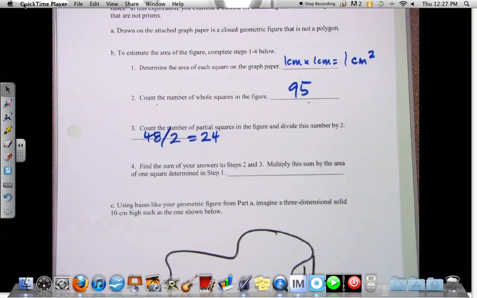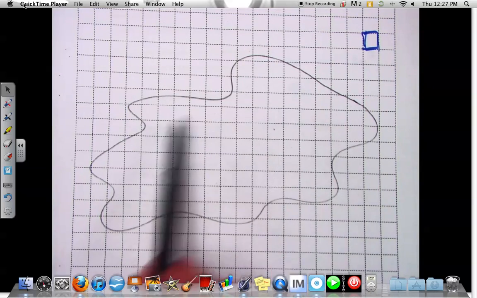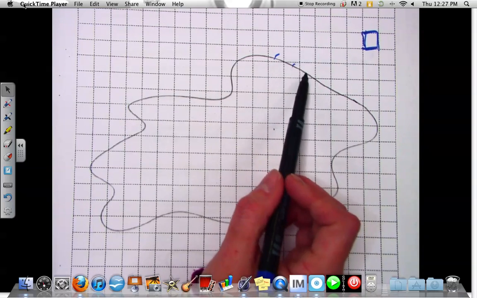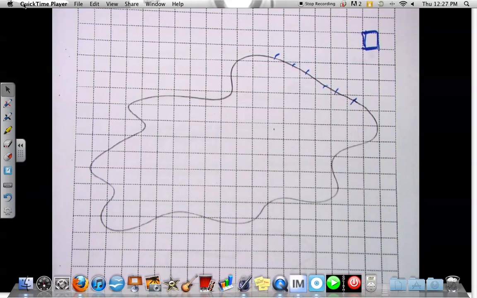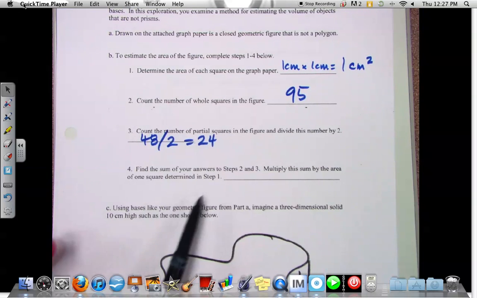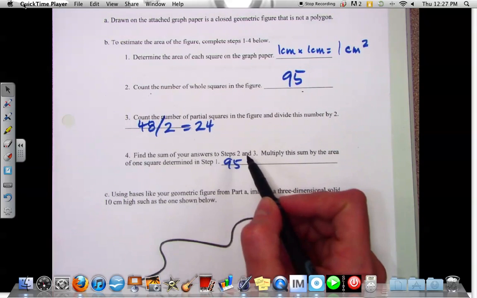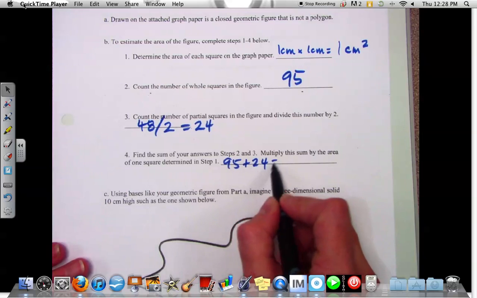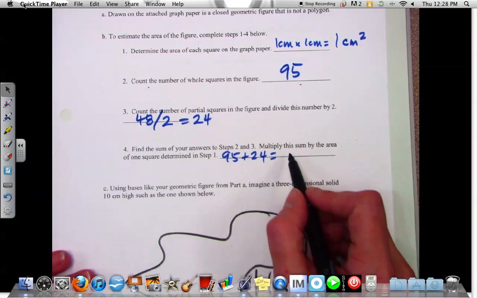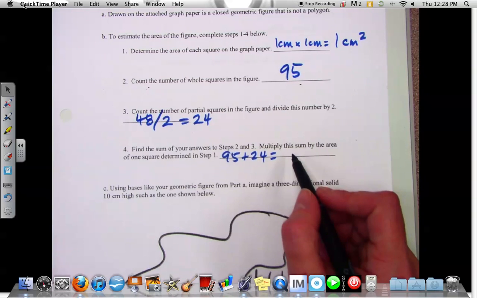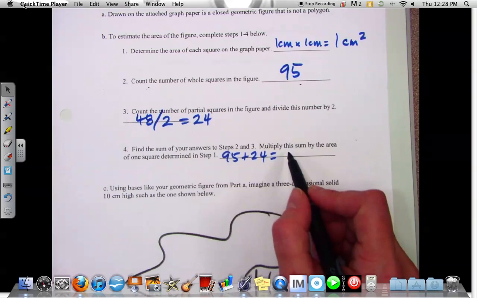All right, so we have looked at the whole squares, and then we've counted the partial squares all around the perimeter. Now again, our partials are going to be different. If your partials are very close to everybody else around you, it's fine. They don't have to be exactly the same. Find the sum of your answers to steps 2 and 3. So, we have 95 plus 24. What does that give us? 119.